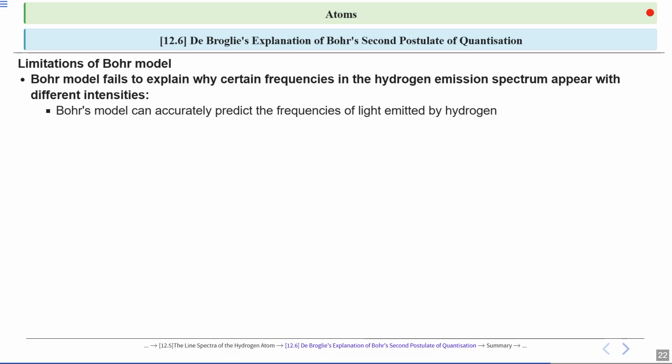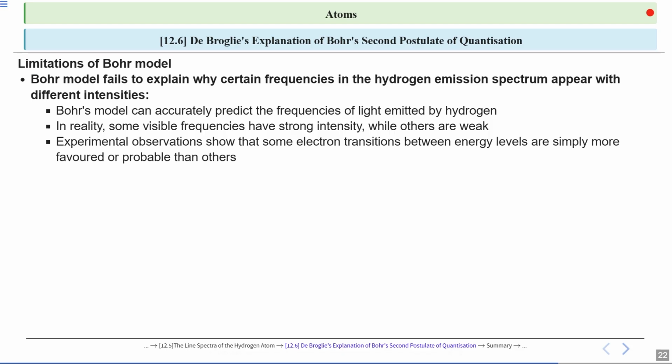Bohr's model does a good job at predicting the actual frequencies of light that hydrogen emits. For example, it can tell us exactly where the red or blue lines will appear in the spectrum. This was a major success for the model and matched experimental data very well. However, if we look at the real hydrogen spectrum, we see that not all visible lines are equally bright. Some frequencies stand out with strong intensity, while others are much fainter. This means that the amount of light, or intensity, varies from one spectral line to another.